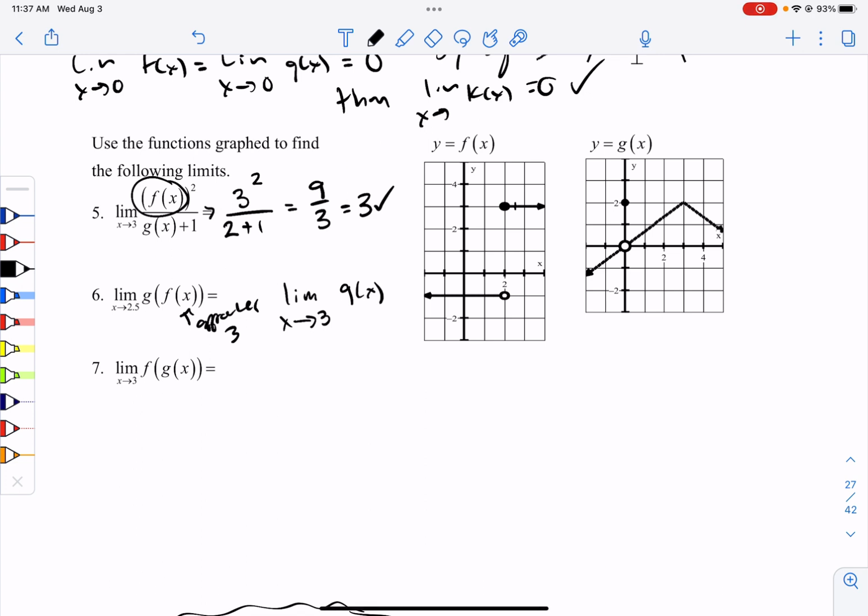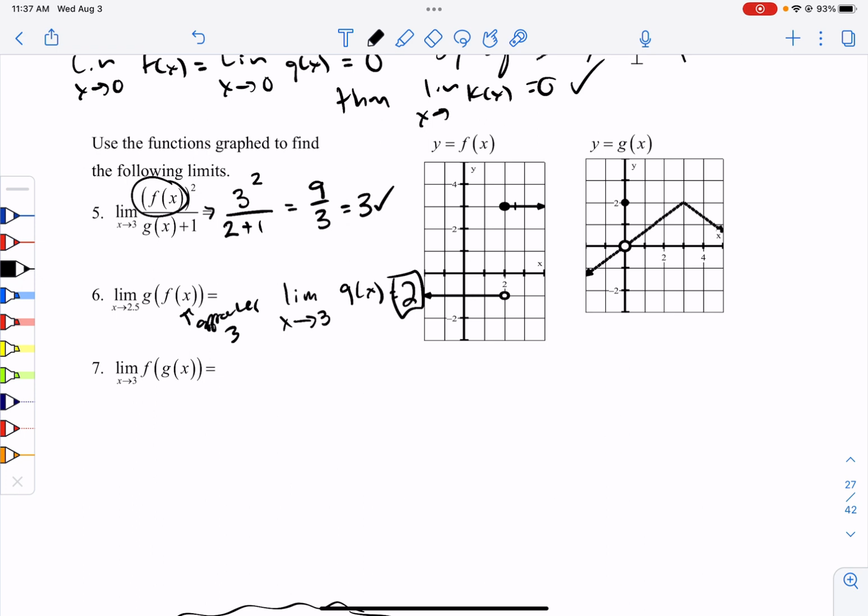So now I'm not approaching 2.5 anymore. Now I'm approaching 3 on my g function. And we already did that, I think. We did. As I'm approaching 3 on my g function, I'm approaching this same value of 2. So my answer is going to be 2. That would be my final answer. Now number 7 is the tricky one.